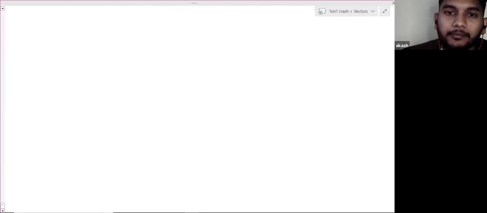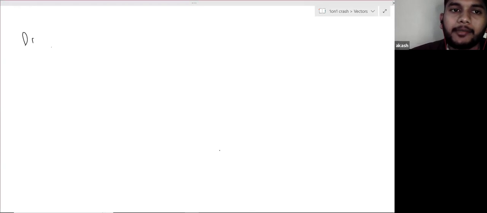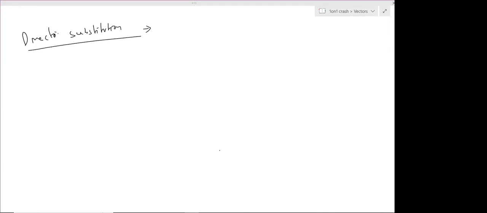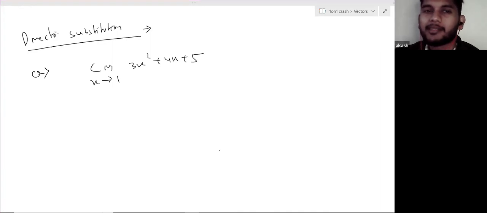So when do we try to find the limiting value? When the function is not defined. Very simple. There are a few methods of evaluating limits. Direct substitution is the first one. All right, write down a question. Always remember, direct substitution is the first method to evaluate limits.